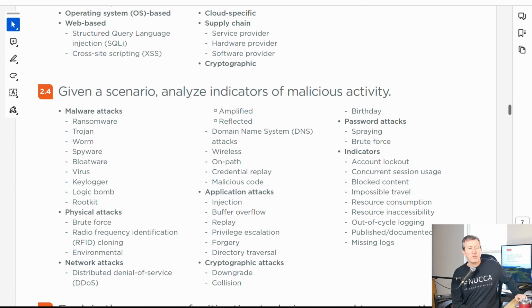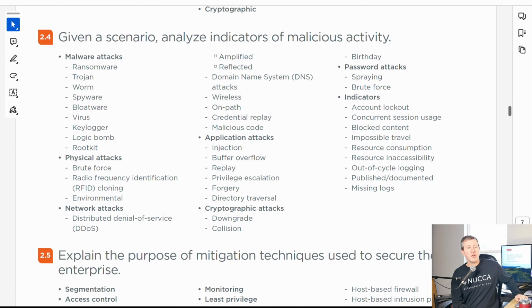We'll go ahead and move into subdomain 2.4, given a scenario, analyze indicators of malicious activity. Here we'll talk about various different types of malware, such as ransomware, trojans, worms, spyware, and so on. There's a lot of different types of malware that you need to be familiar with, which means that you also need to be familiar with how we actually protect against those or stop those.